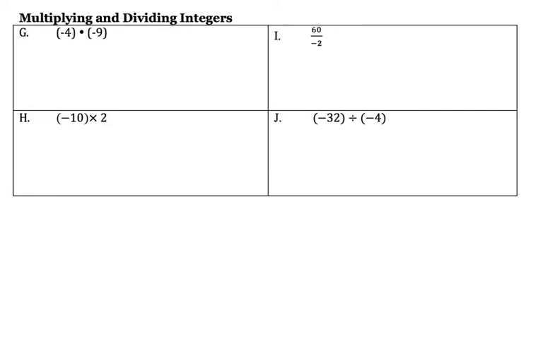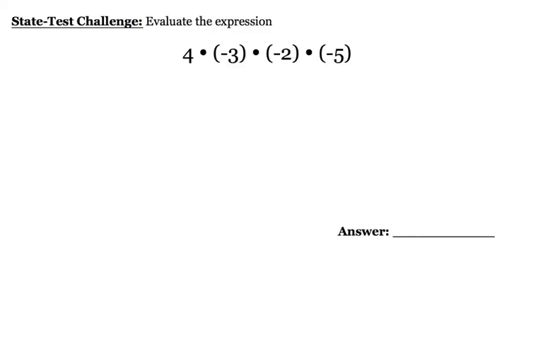Alright, so negative 4 times negative 9, same signs. It's going to give me positive 36. Negative 10 times 2, those are different signs. It's going to give me a negative 20. Positive 60 divided by negative 2. I know 60 divided by 2 is 30, and different signs are going to be negative. And then finally, 32 divided by 4 is 8, and since the signs are the same, it's going to stay as a positive.